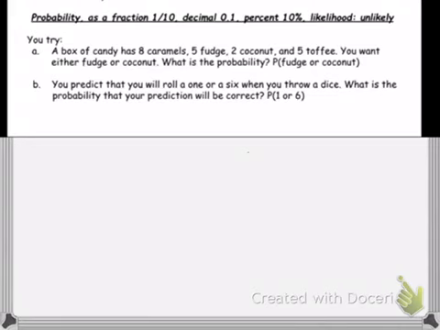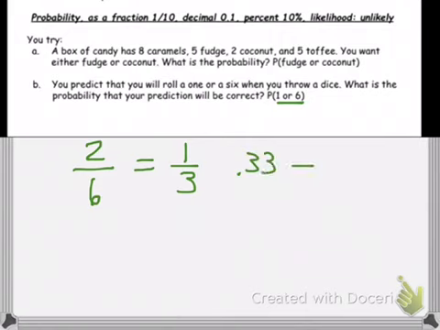Remember, a dice has 6 possible outcomes, right? 1 through 6. And the favorable outcomes in this case is 1 or 6. So that is 2 favorable outcomes. 2 out of 6 would be 1 out of 3, or 0.33. Which is 33%. So you have a 1 in 3 chance of rolling either a 1 or a 6. Something to keep in mind next time you're playing Yahtzee.